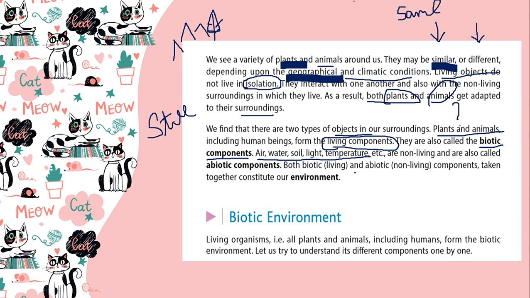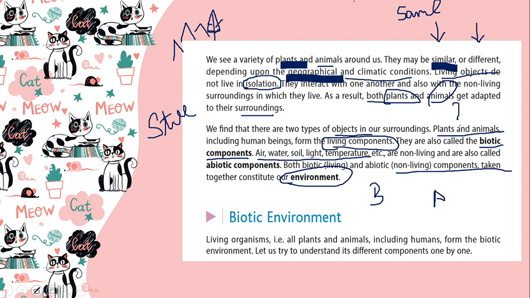Both biotic (living) and abiotic (non-living) components taken together constitute the environment. Means biotic and abiotic both form our environment together.